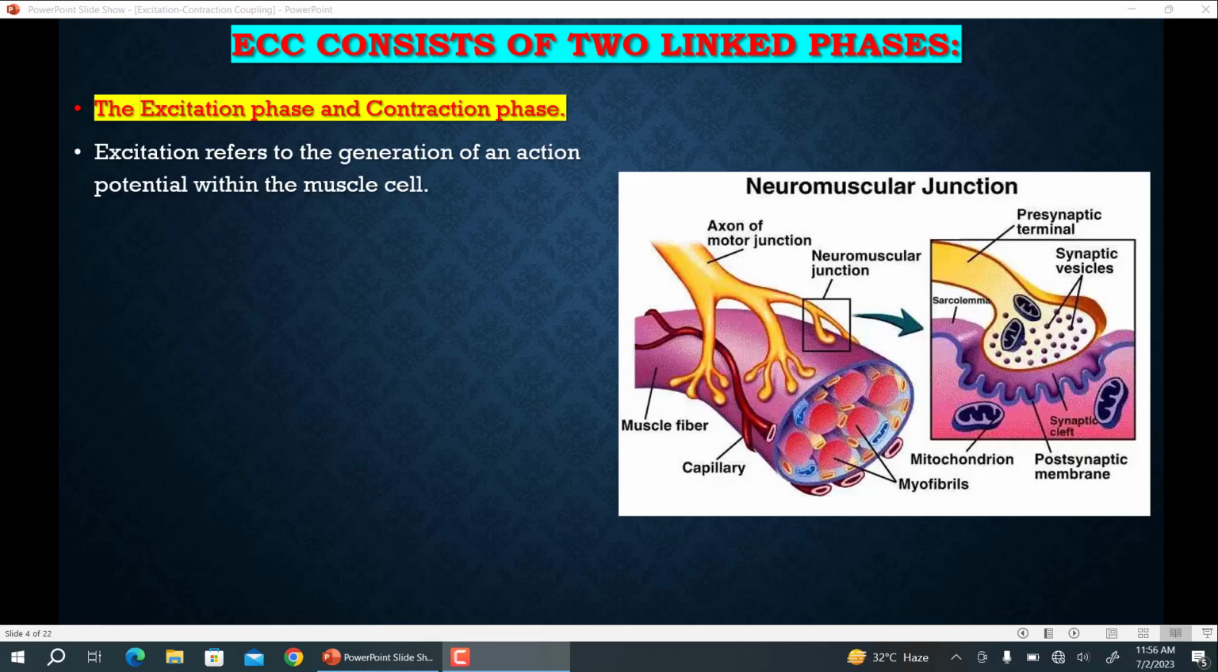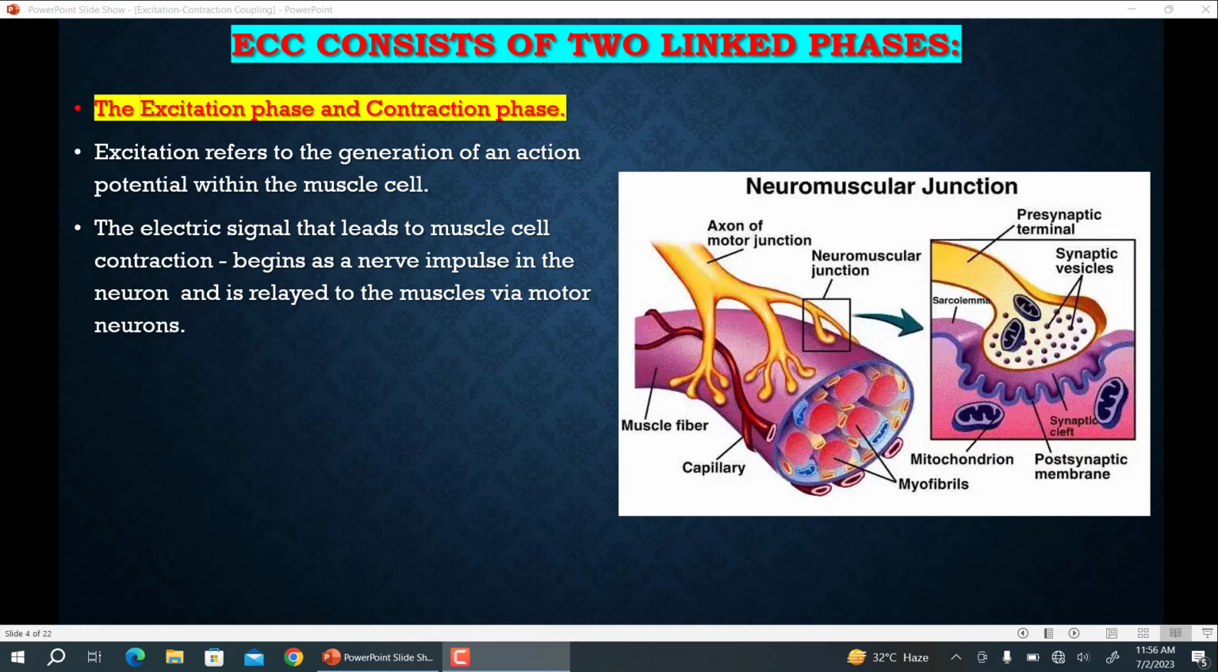Excitation refers to the generation of an action potential within the muscle cell. The electrical signals that lead to muscle cell contraction begin as a nerve impulse in the neuron and are relayed to the muscle via the motor neuron. Here you can see this is the motor neuron in which the action potential occurs, and it arrives at the muscle fiber membrane.